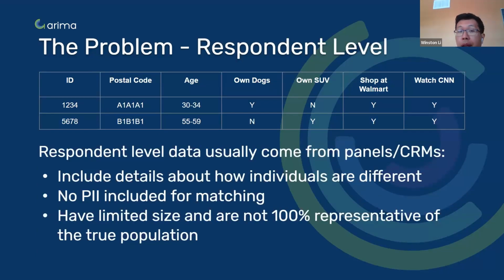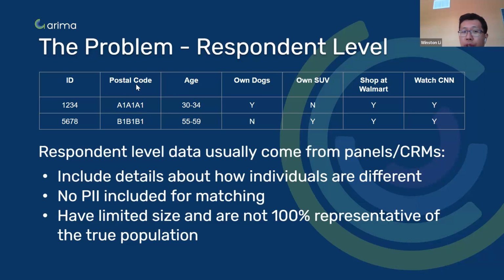There are some problems with both of these data sets. Let's look at the respondent level data first. This is the one where you have one record per individual. The problem with working with respondent level data is that although it includes a lot of details about every individual, so you would know a lot of things about them, it often has big privacy risks. One of the things you might say is, well, this doesn't even have a name, it doesn't have an email, we can wipe that out. What kind of privacy risks does it have?